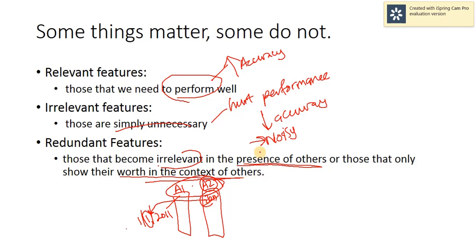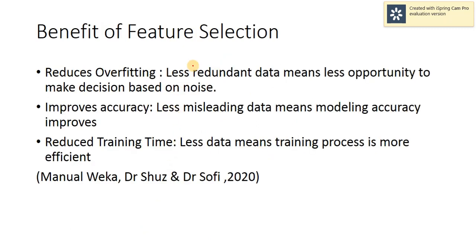Next is the benefit of feature selection. Why do we need to do feature selection or reduce some features? This is to reduce overfitting. Less redundant data means less opportunity to make decisions based on noise. Just like I said before, some features are noisy features. Then we are going to have an improvement in accuracy, where less misleading data means modeling accuracy will improve. So this is noisy as well.